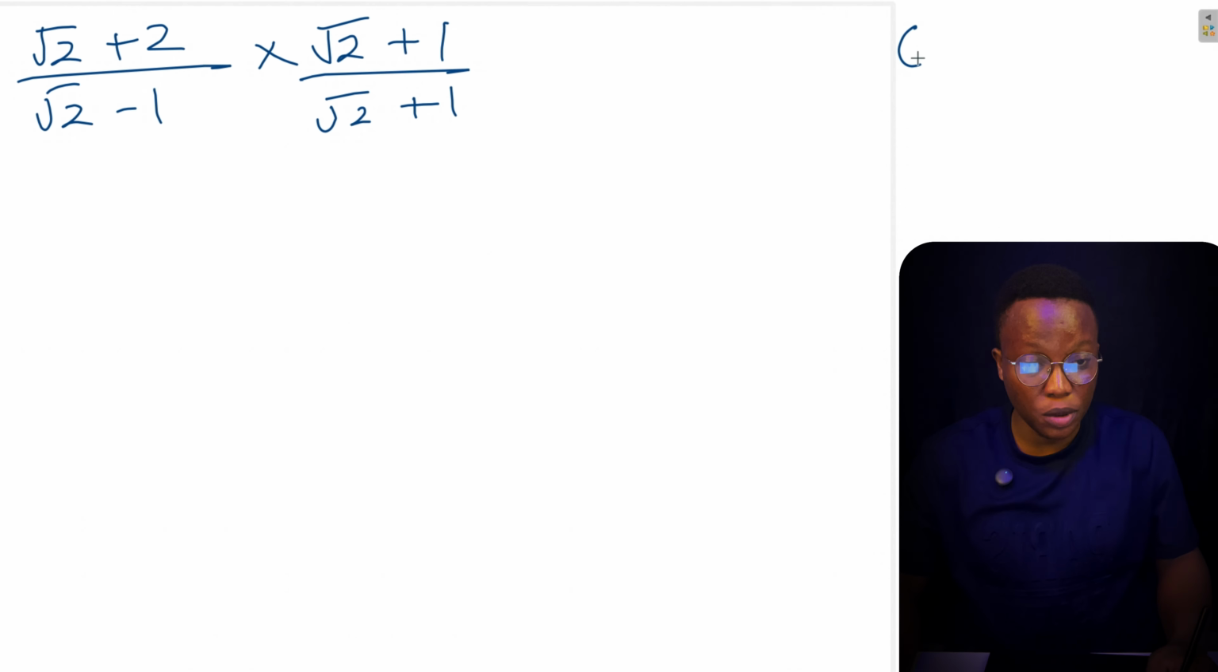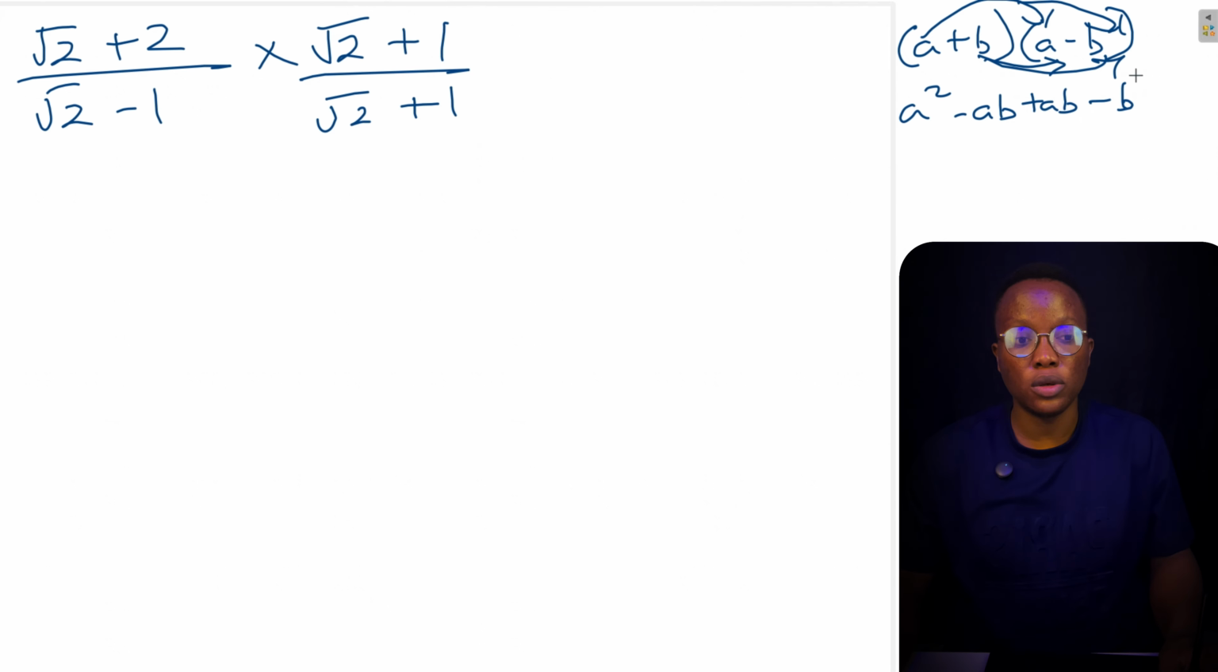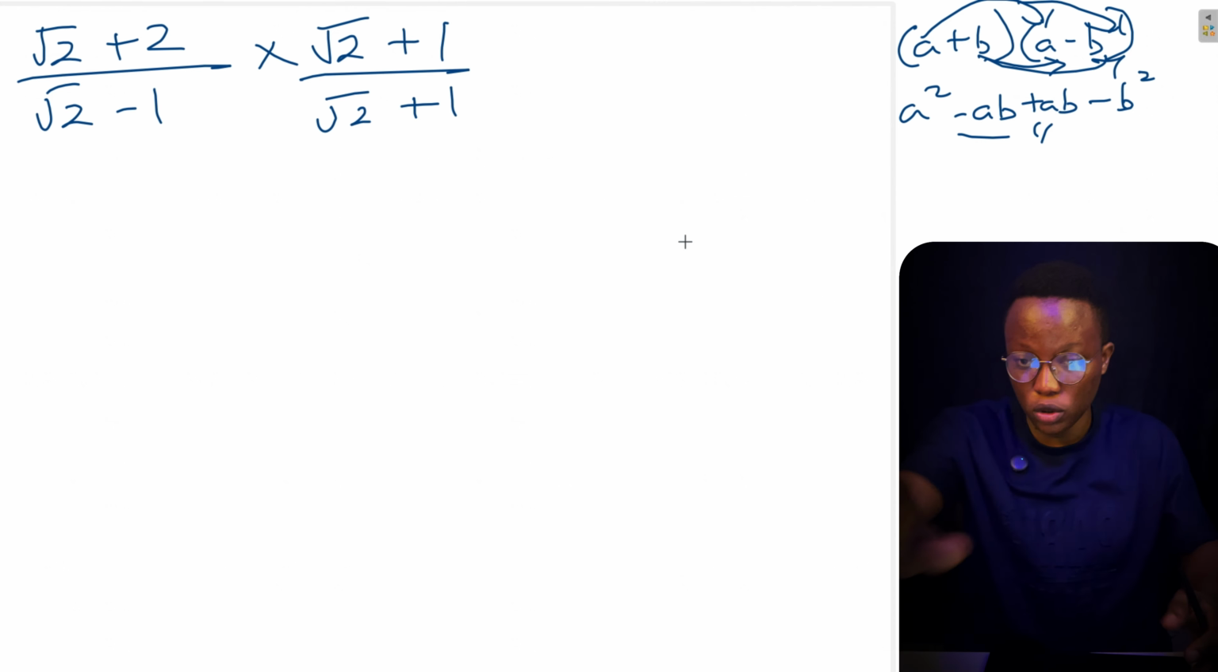So we're going to do this the way we do our normal algebra, where we have a plus b into a minus b. What do we say? A multiplied by a, that's a squared. A multiplied by negative b, that's negative ab. Then this, plus ab. Then that minus b squared. And then we continue all of this to get our answer. So we're going to do the same here.